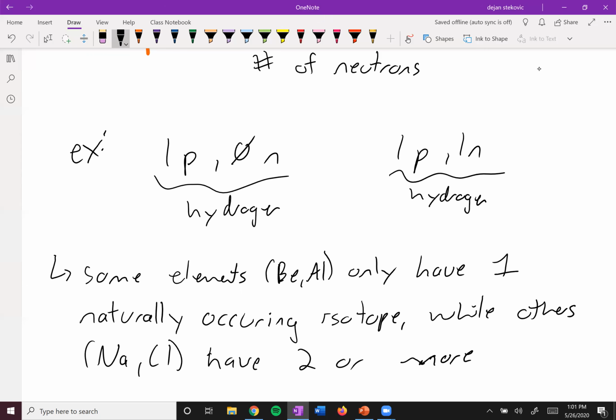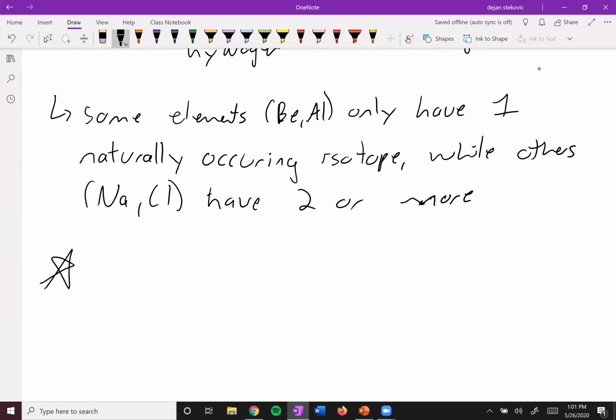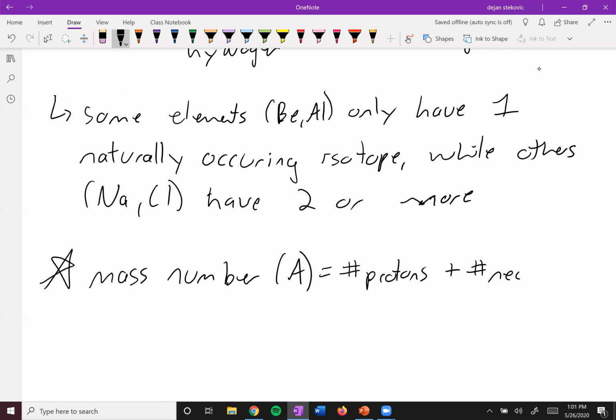And so the number of neutrons is important to a compound. And so we have this as the mass number. It's the symbol of a capital A. And so the mass number is equal to the number of protons plus the number of neutrons. So it's a sum of the protons and neutrons.